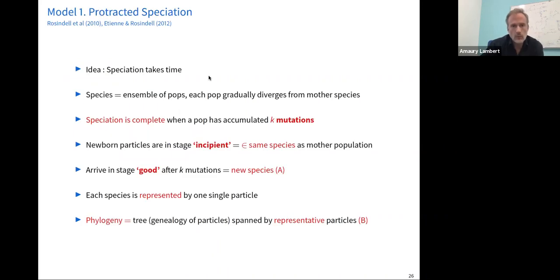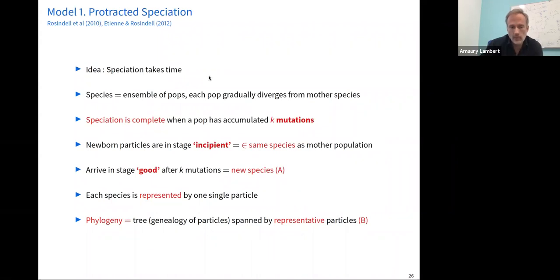So the first example is called the protracted speciation, proposed by James Rosindell and his co-authors. His idea was that speciation was not instantaneous; it takes time, and that species can be seen as an ensemble of populations, as I just said, and that each population gradually diverges from the mother species. The idea is very simple: these populations go through mutations, they accumulate mutations, and speciation is complete when the population has accumulated K mutations. Okay, so K is the threshold for the new species to arise.